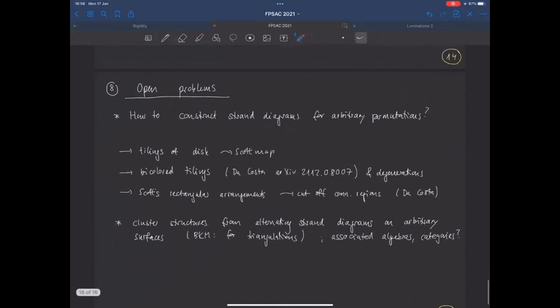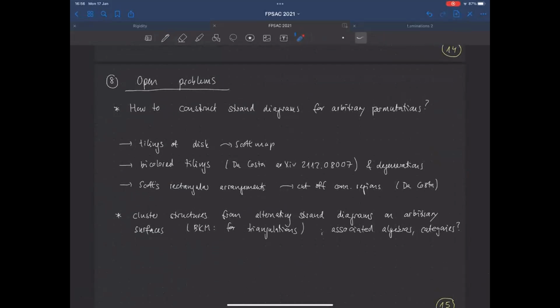So coming back to the Postnikov diagrams, in general, we took these strand diagrams from Scott's paper, which are really explicitly given for the nice permutation. But if we want to look at other permutations or study other cells, we'd like to have an explicit construction to get them. We can take, instead of triangulations, tilings in a disk, or we can take bicolored tilings, which add some color to the tiles and allow for more permutations. And then we can get degenerations.